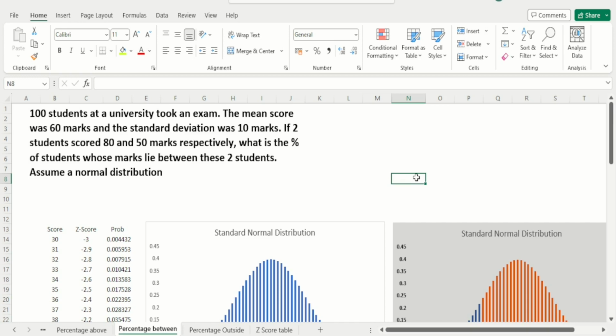The mean score of the students is 60 marks, standard deviation is 10, and we have two students scoring 80 and 50 marks respectively. This is just two random students who have scored 80 and 50 marks respectively. And the question that's being asked of us is what is the percentage of students whose marks lie between these two students? Assume a normal distribution. The procedure is somewhat the same. In step 1, we'll look for the z-scores for 80 and 50 respectively.